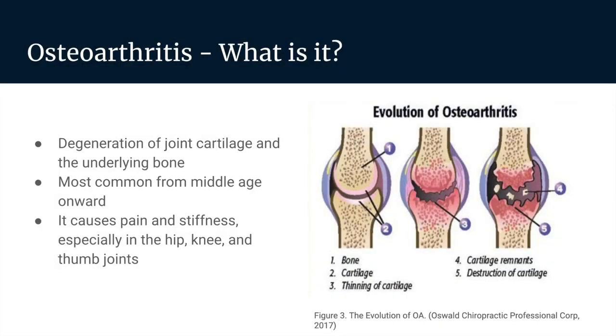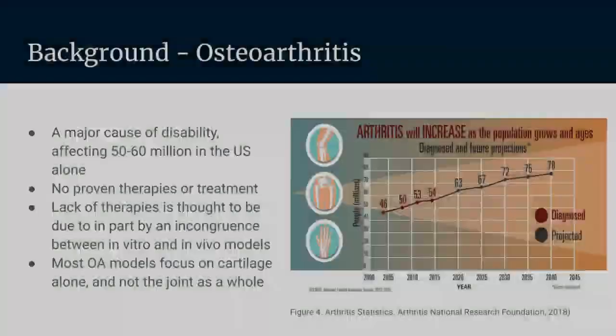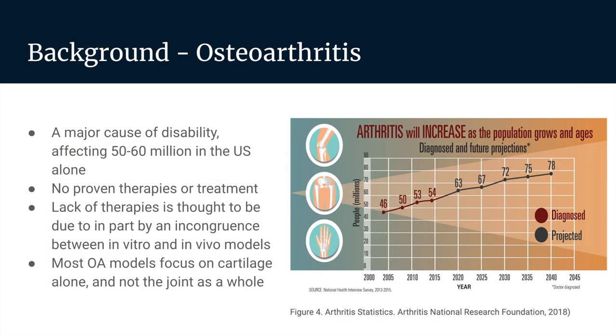Osteoarthritis is a degeneration of cartilage in the underlying bone. It is common from middle age on and causes pain and stiffness in the affected joint. Approximately 50 to 60 million people are affected in the U.S. There are no proven therapies or treatments, which is most likely due to incongruence between in vitro and in vivo models. Most osteoarthritis models focus only on cartilage instead of the whole joint.